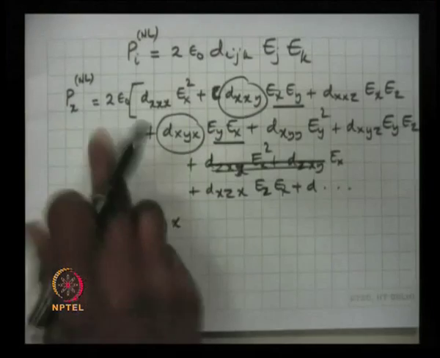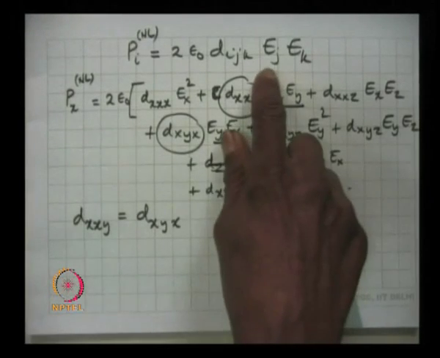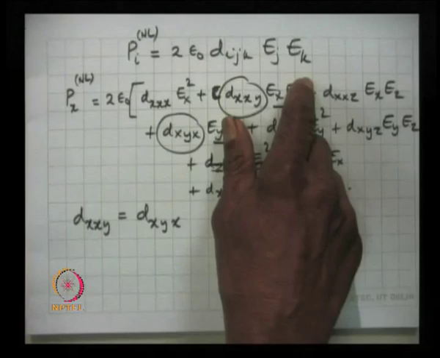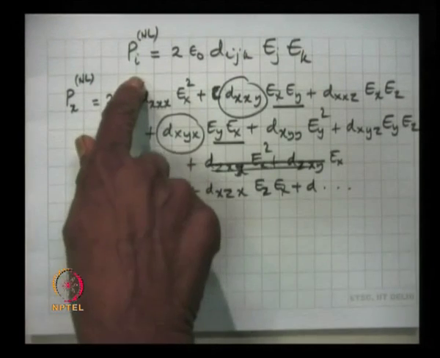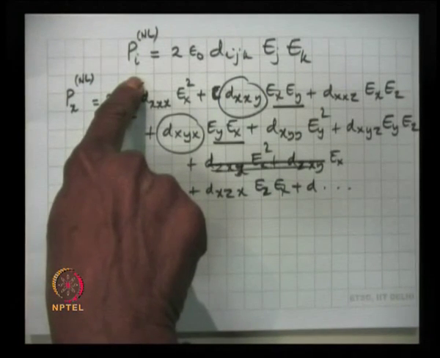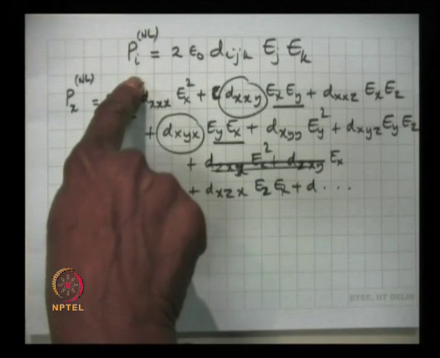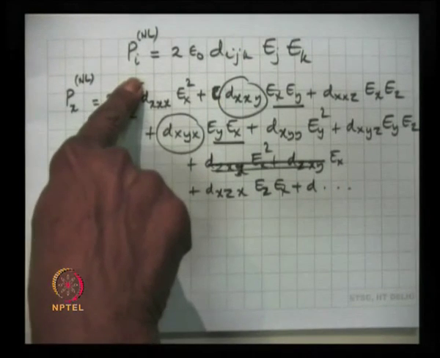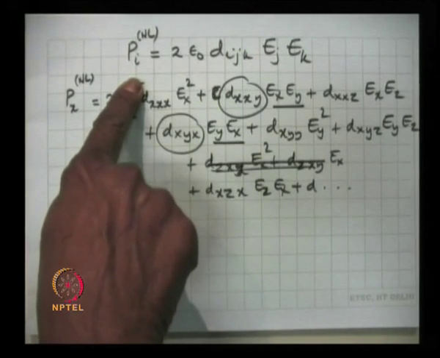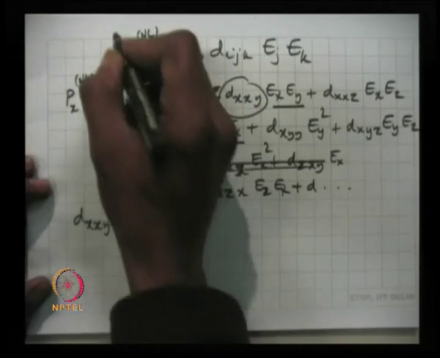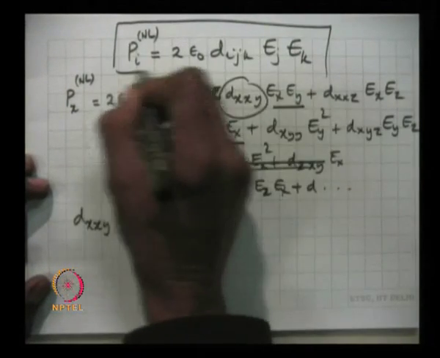Please remember here also that these are total electric fields and this is the total nonlinear polarization. This will contain omega, 2 omega, 3 omega, whatever it is, all kinds of frequencies. So this equation relates the total polarization to the total electric field.